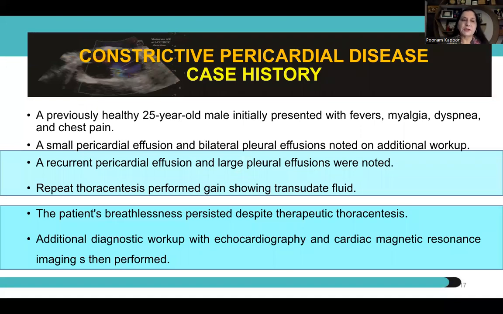Let's see another patient. 25-year-old, initially with fever, myalgia, dyspnea, chest pain, small pericardial effusion and bilateral pleural effusions are seen on workup of this patient. So this is a 25-year-old presenting with both pericardial as well as pleural effusions, and repeat thoracocentesis are performed, and you see a transudative nature of the fluid, which is sent for cytology, and the patient's breathlessness persists despite the therapeutic thoracocentesis. Additional diagnostic workup with echo and cardiac MRI is done.